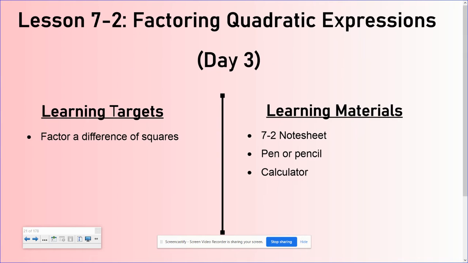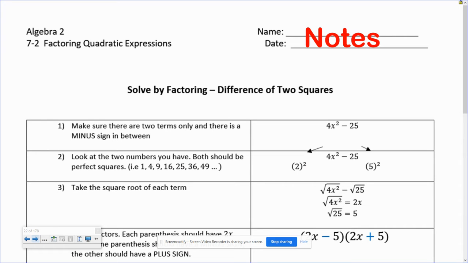Okay, so today's our last day with factoring. Today we're going to talk about difference of squares. So this is a special kind of factoring. So keep having that note sheet handy for 7-2 and a calculator if you need it today.